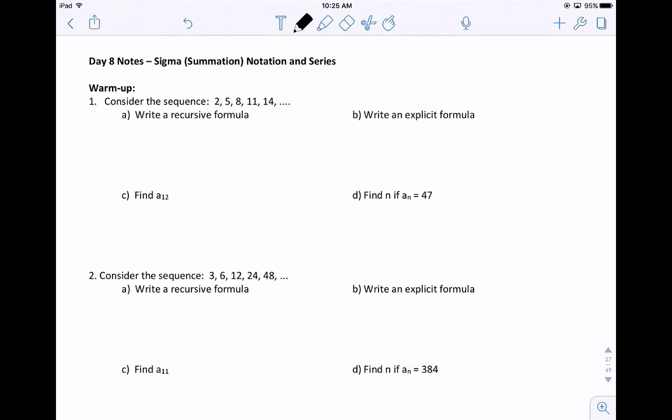All right, so we're going to take a look at day 8 today, which is sigma or summation notation and series. So we're going to learn this new term, what a series is, and how it relates to what we've been doing. So let's do a quick review, warm up.